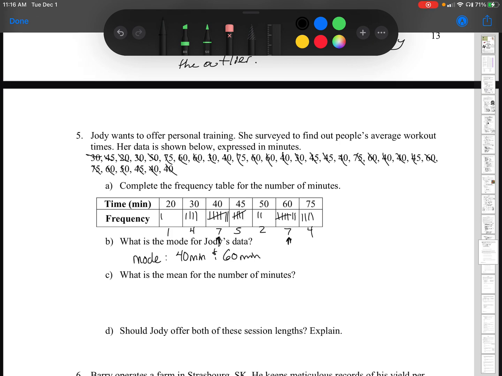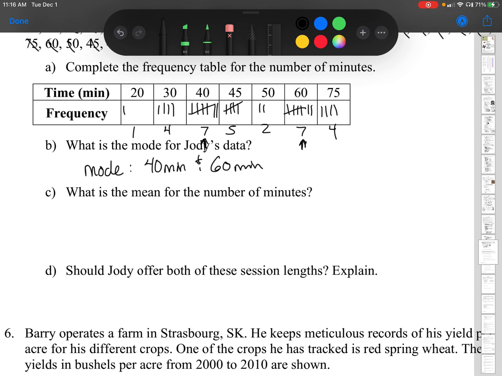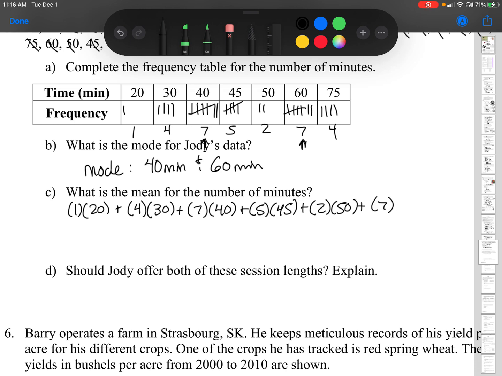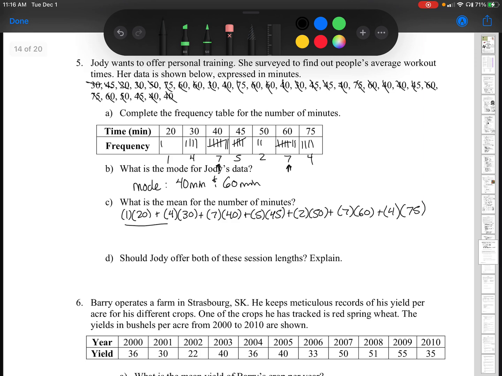Okay, same thing as before, you can figure out what the mean is. There's an easy way to do this using the frequency data table. All you do is take the frequency and multiply it by the number. Then you add the next one. 4 times 30 plus 7 times 40 plus 5 times 45 plus 2 times 50 plus 7 times 60 plus 4 times 75. It makes it a little bit easier because then you don't have to write out 67 times.